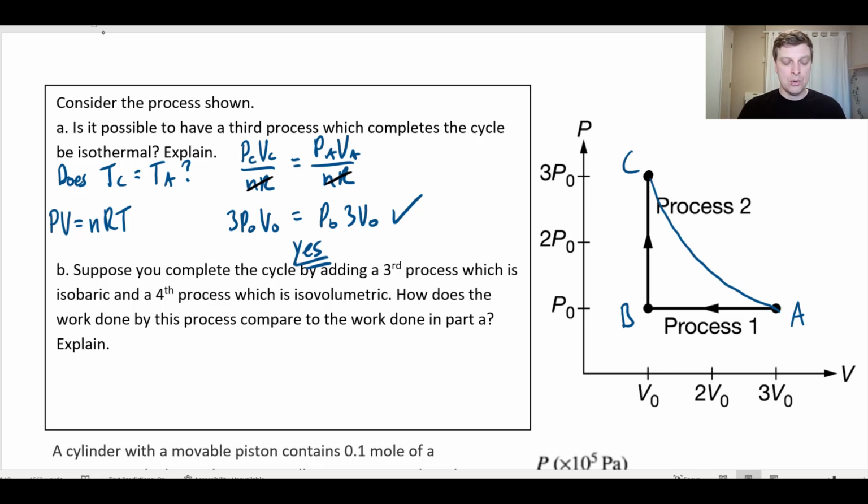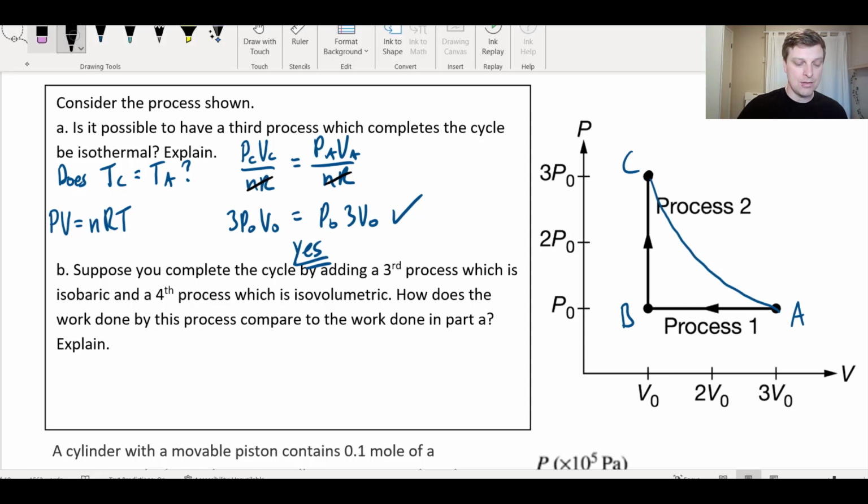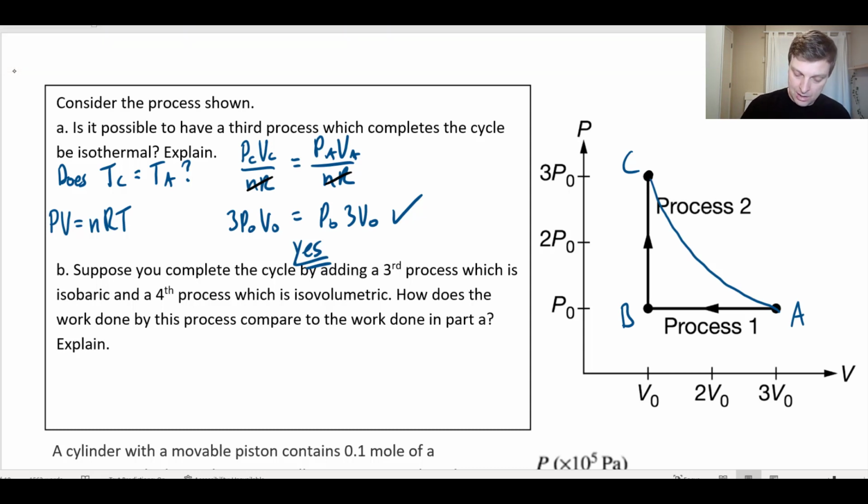Now, it says, okay, suppose you complete the cycle, instead of connecting it as an isotherm, imagine we complete this cycle by adding a third process, which is isobaric. So an isobaric process from C that goes across like this, and then a process which is isovolumetric, which would stay at a constant volume, and so look like this. So basically now I'm connecting it this way, and maybe I'll label this point here D. And so the question is asking, how does the work done in this ABCD process compare to the work done in the ABCA process? So how do they compare to each other?